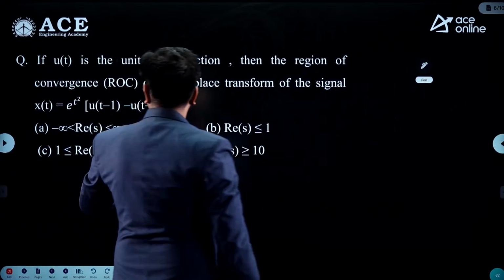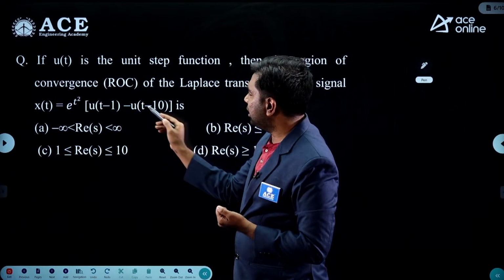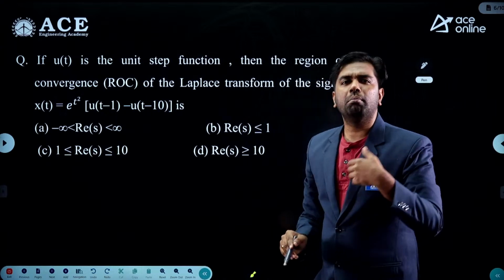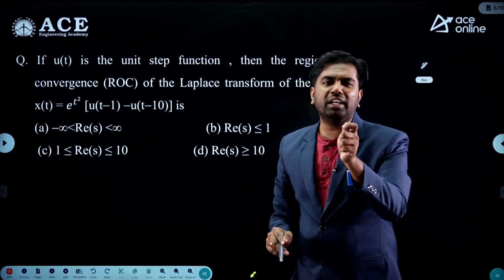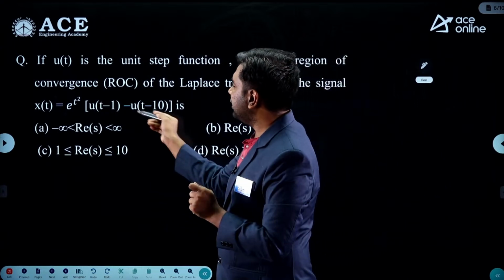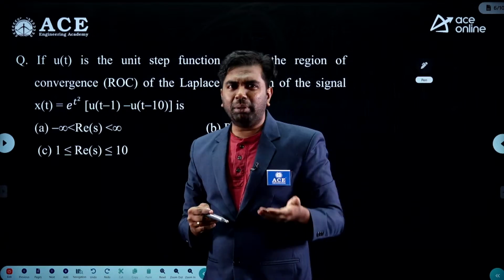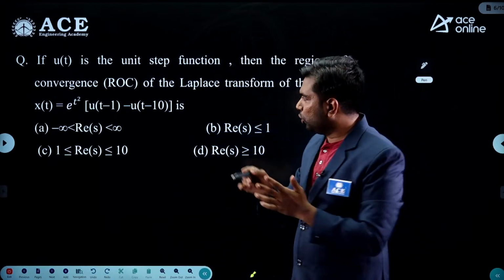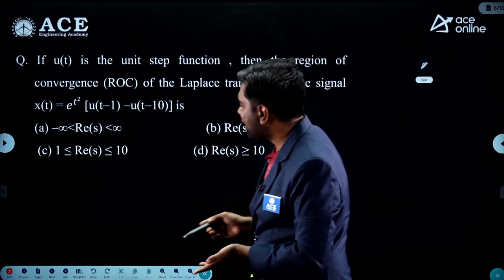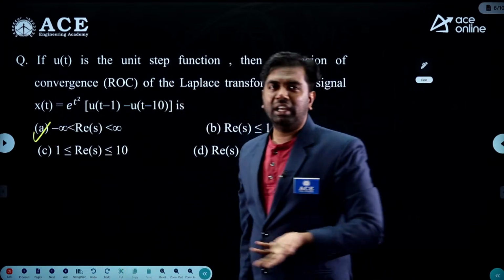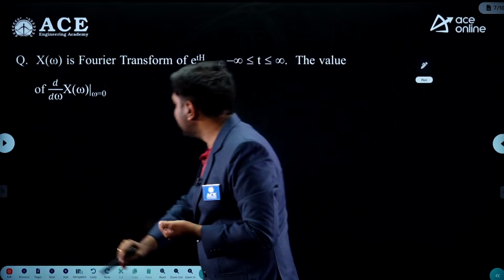Now they gave a finite duration signal, because u of t minus 1 minus u of t minus 10 is a finite duration signal. So for a finite duration signal, obviously in the S-plane, the ROC is the entire S-plane. So do you have any options saying the ROC is the entire S-plane? Obviously it is option A. So let's look at the next problem.